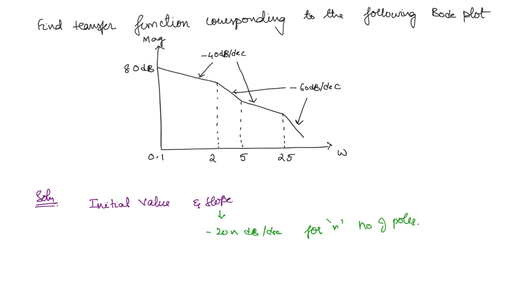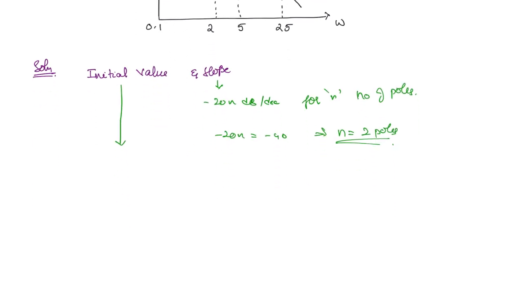Alright. So now it is minus 40 dB. So if you equate minus 20 n to minus 40, you are going to get n is equal to 2 poles at origin. So we have found out how many poles are there at origin. Now we can find out the initial value. When there are 2 poles at origin, what will be the expression for magnitude? 20 log k minus 20 n log omega.